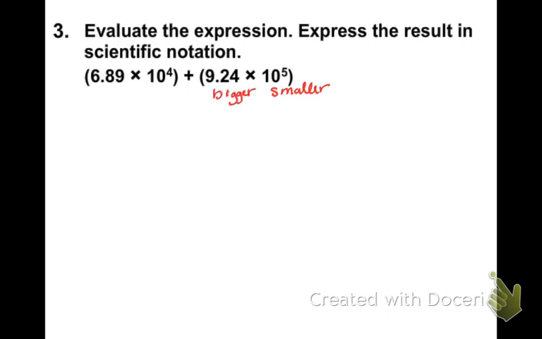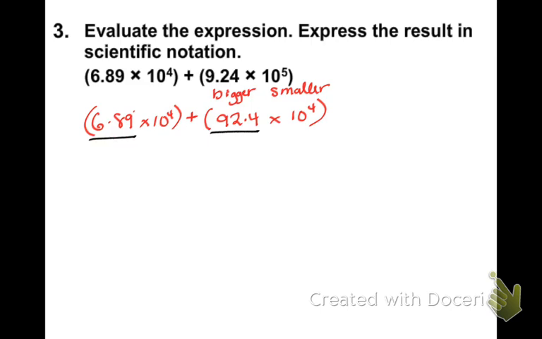Okay, so I'm going to keep using 6 and 89/100ths times 10 to the 4th. Okay, and over here we have that plus sign in between. And so this is now going to become 92 and 4/10 times 10 to the 4th power. So now really what we can do is just add our decimal numbers together, 6 and 89/100ths plus 92 and 4/10. And then aren't they both multiplied by 10 to the 4th power?